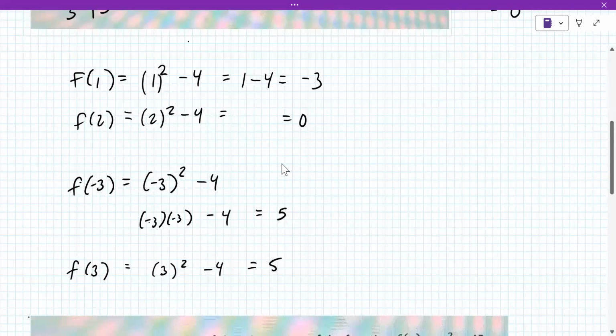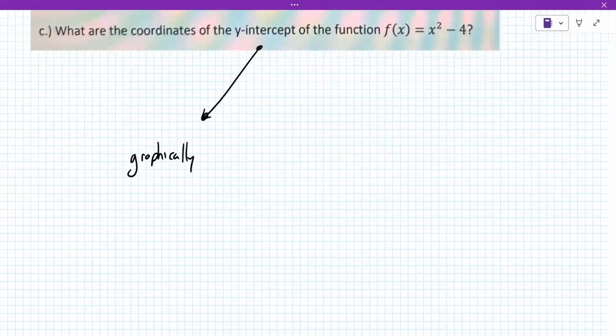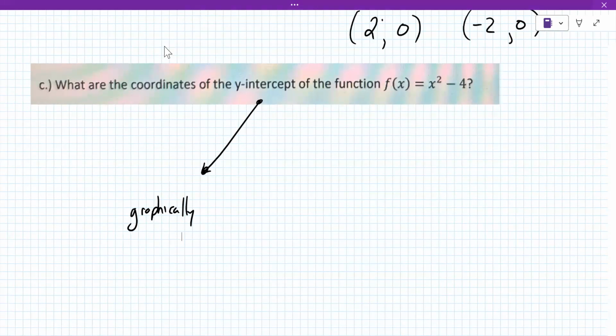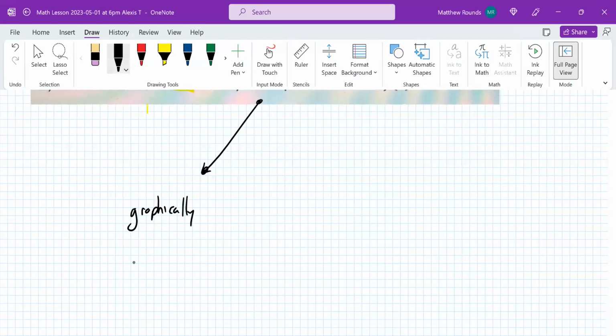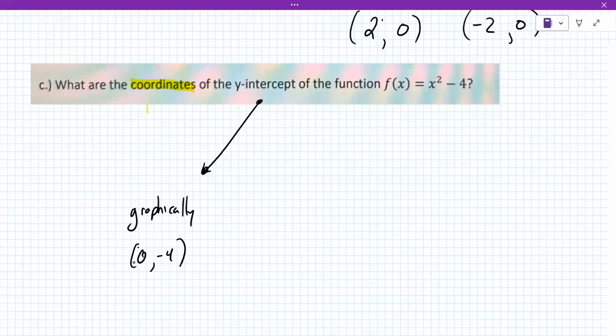-4. Now it does say the word coordinates, which really means ordered pairs. So 0, -4, or at (0, -4). Yes. Okay. So we're done, right?